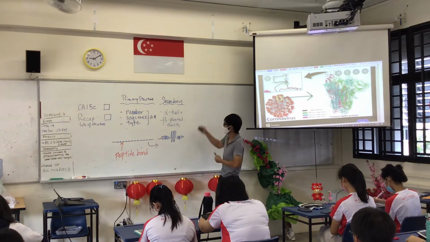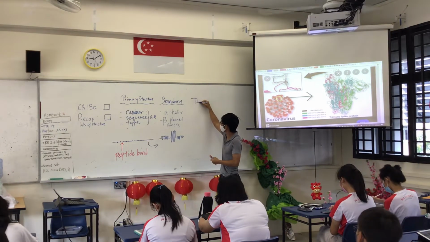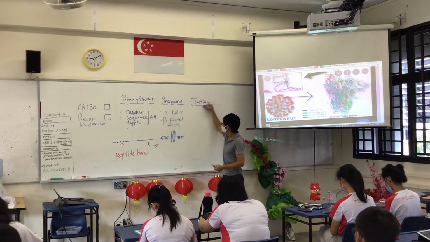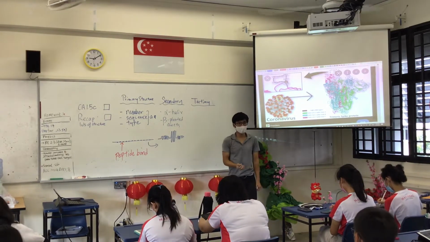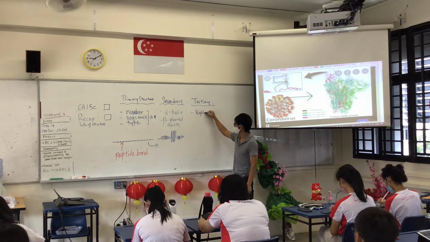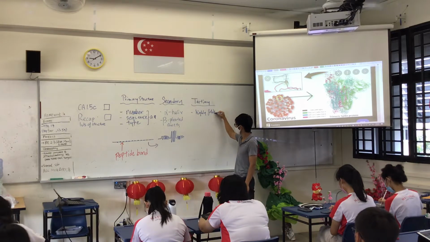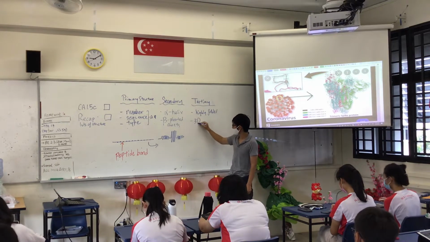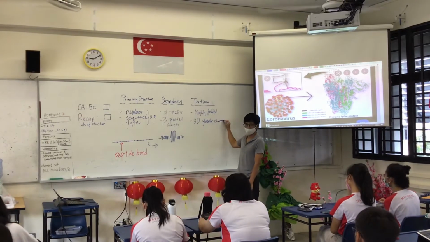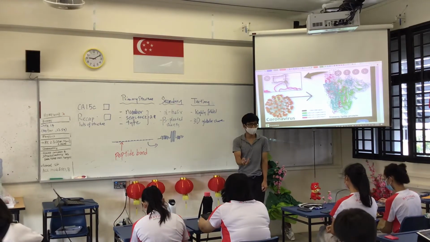Which brings us to our final structure, tertiary structure. What defines the tertiary structure is that it is highly folded to form a 3D globular shape. In other words, a lump. Okay, it's a lump.